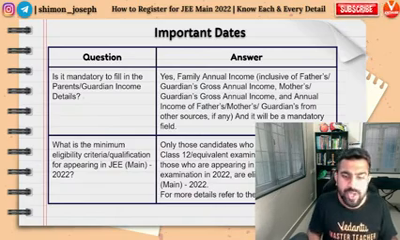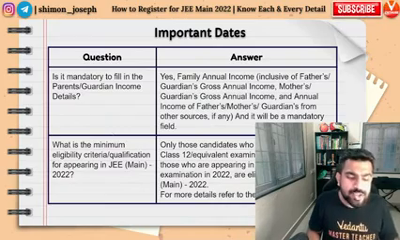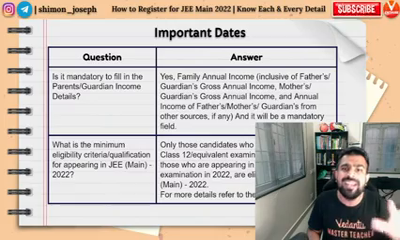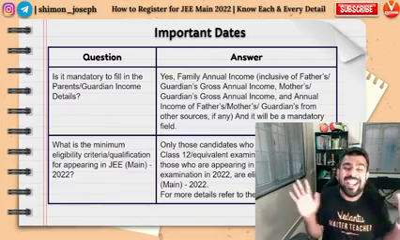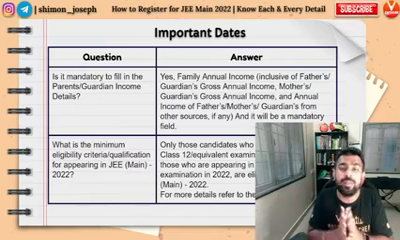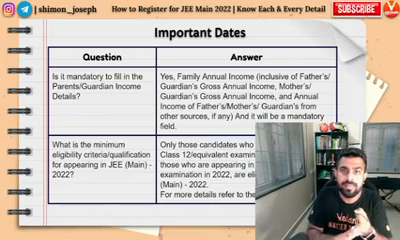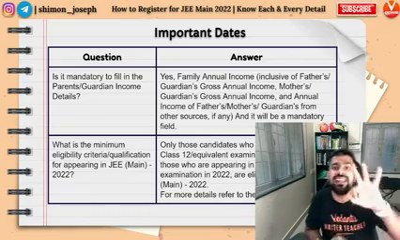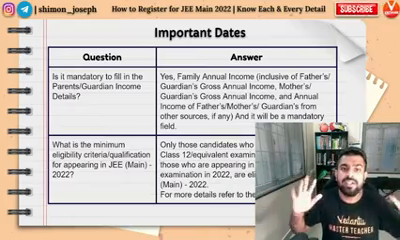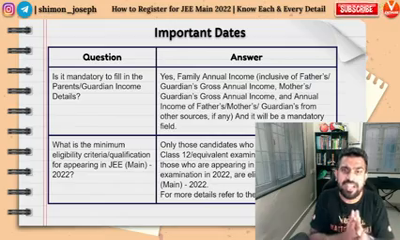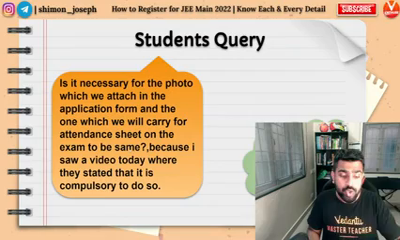Not a problem. Okay. So those who are writing JEE Mains 2022 should have written their board exam in 2020, 2021, or 2022. There is no age limit, but you should have written your 12th board exam in 2020, 2021 or this year. So your board exam you should have written in the last 3 years, but your age can be anything. If your board exam is in the last 3 years, then you can write JEE Mains this year. Got it? Now, students' queries.